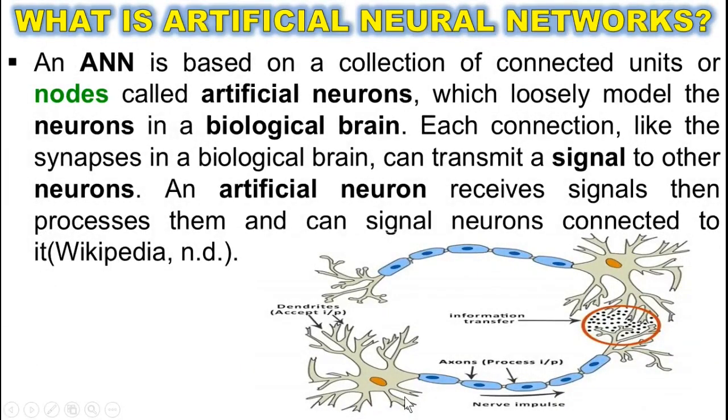An artificial neural network is based on a collection of connected units or nodes called artificial neurons, which loosely model the neurons in a biological brain. Each connection, like the synapses in a biological brain, can transmit a signal to other neurons. An artificial neuron receives signals, then processes them, and can signal neurons connected to it.